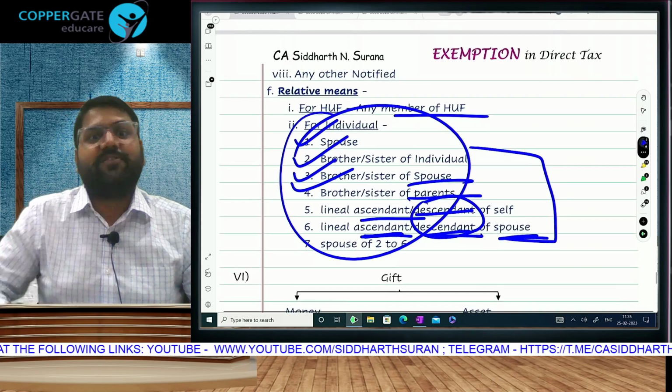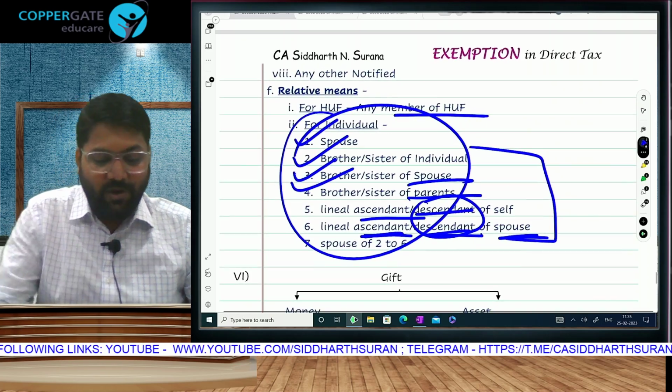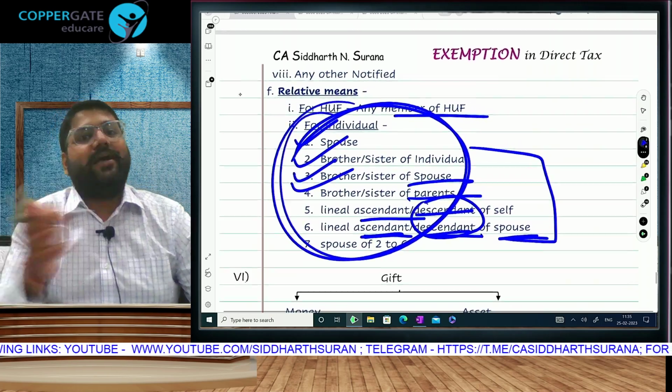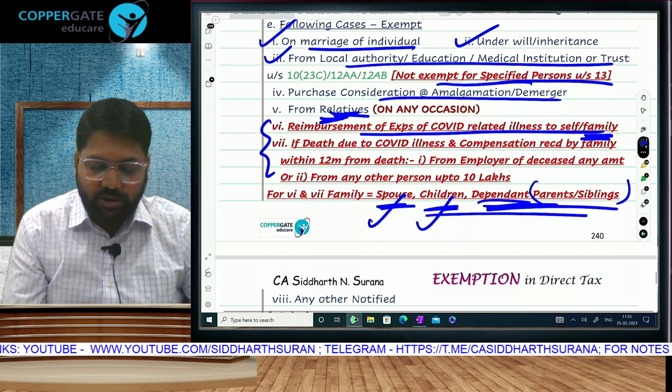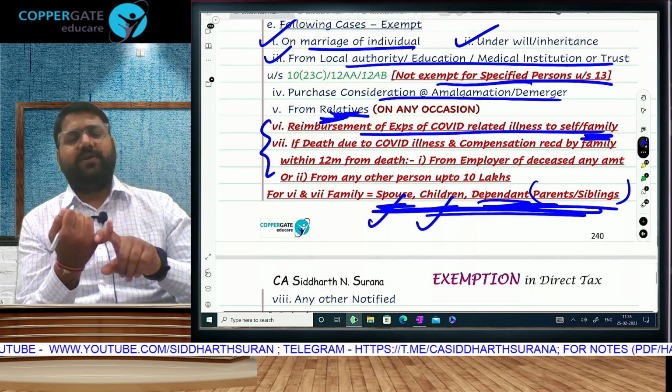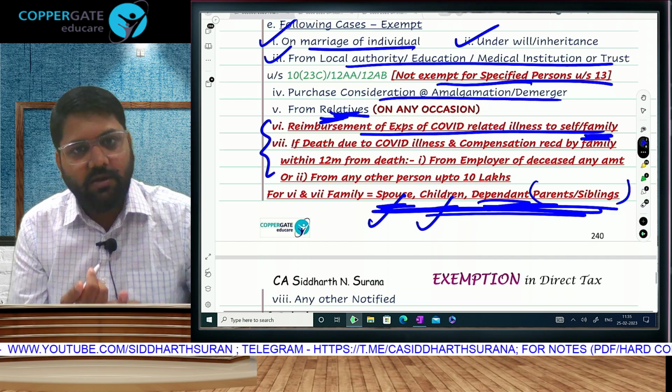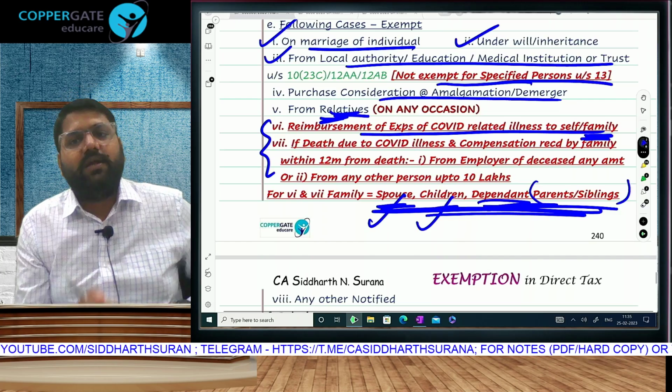So within the gift, there are two definitions of relative. This is the bigger relative for all exempt gifts, and this is your small family: self obviously, spouse and children always, and parents and siblings only if dependent.